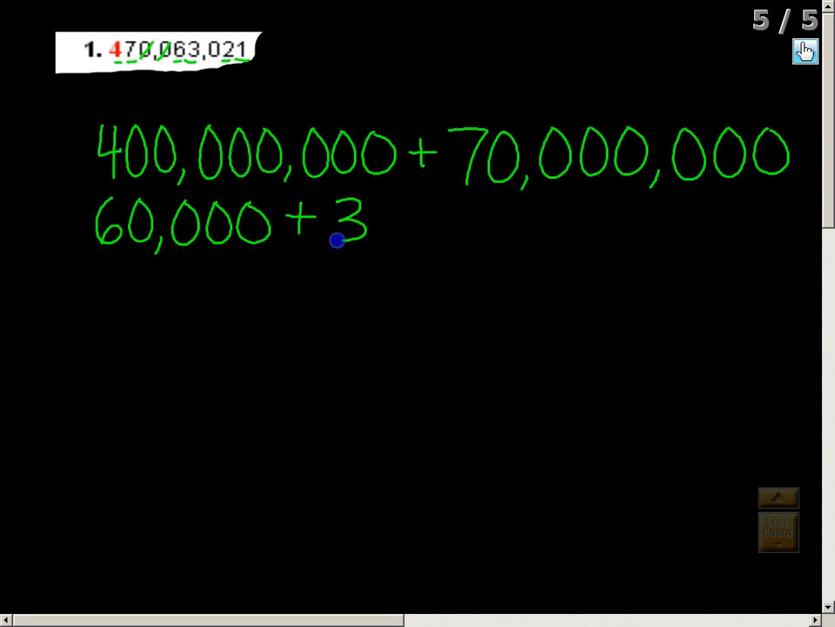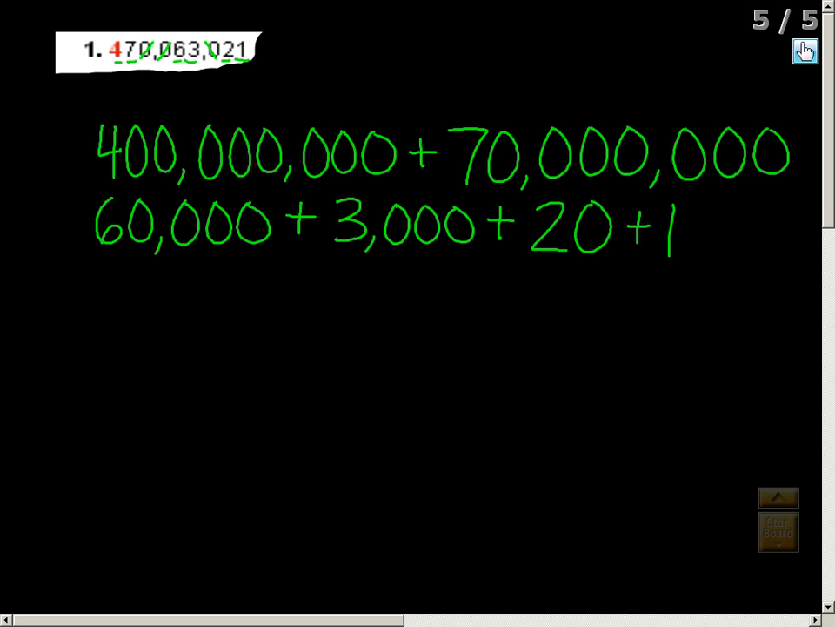I can write my 3 down, followed by zeros. That shows me the value of that 3, which is 3,000. I can skip over the next digit, which is a 0. Then I can put my 2 with the 0 following it, which shows me the value of that 2, which is 20. And then finally, I can write 1 just all by itself.